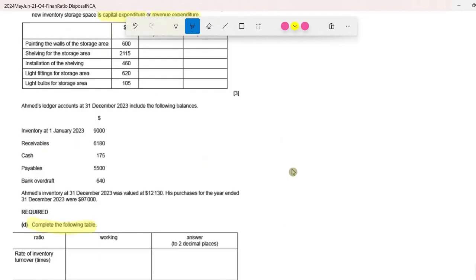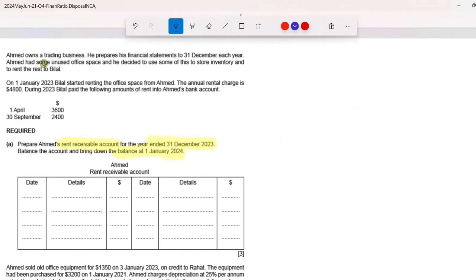Okay, let's begin. Ahmed owns a trading business. He prepares his financial statements to 31st December each year. So the financial year end is on 31st December every year. Ahmad had some unused office space and he decided to use some of this to store inventory and to rent the rest to Bilal. Okay, so he would rent to Bilal.